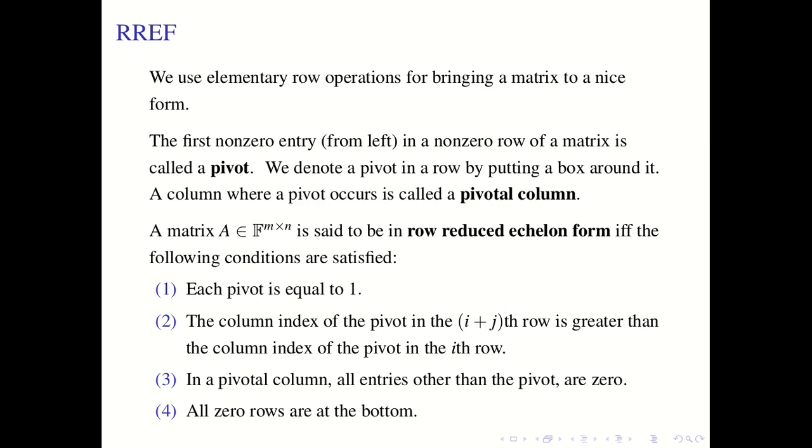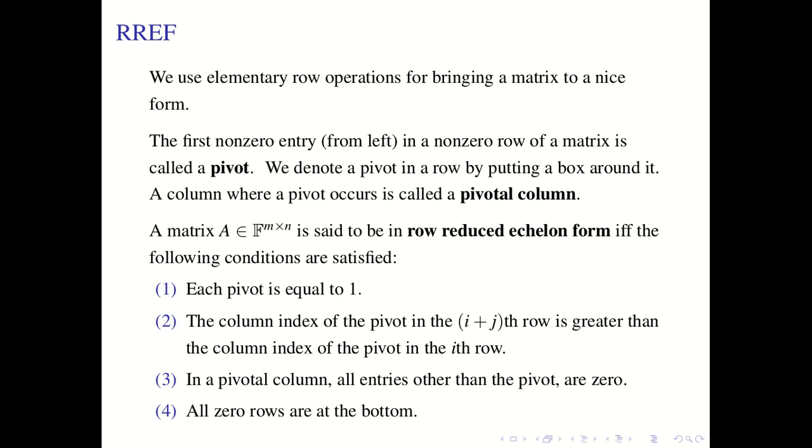Now what is a row reduced echelon form? The first non-zero entry from the left in a non-zero row of a matrix is called a pivot, and we denote a pivot by putting a box around it, just for convenience of notation for you to understand. We do this, we put a box around the pivot. A column where a pivot occurs is called a pivotal column.